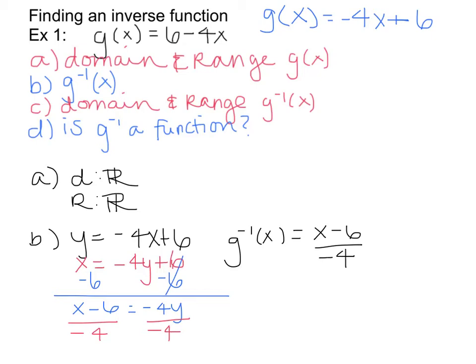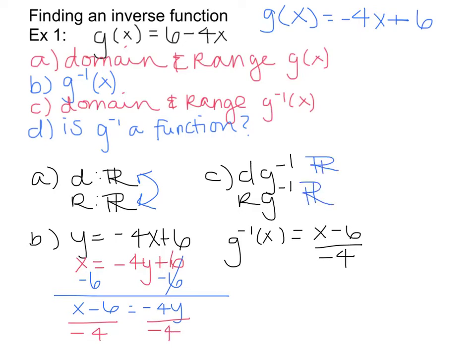Okay, so to find in part C the domain and the range of the inverse, this is really easy. You take the domain and the range of the original function and you switch them, so the range becomes the domain and the domain becomes the range. So in this case still, the domain is all real numbers and the range is all real numbers because when you switch them, they stay the same.